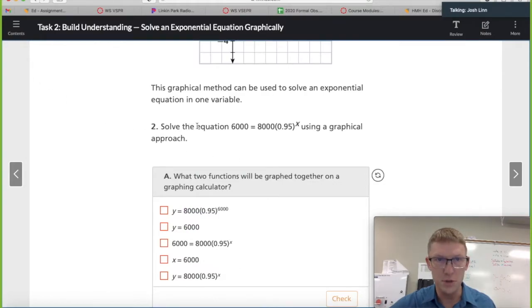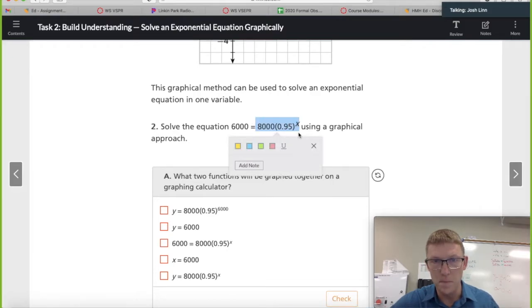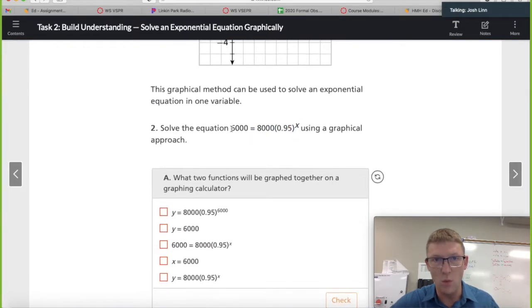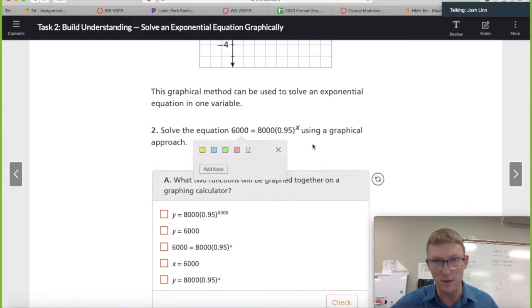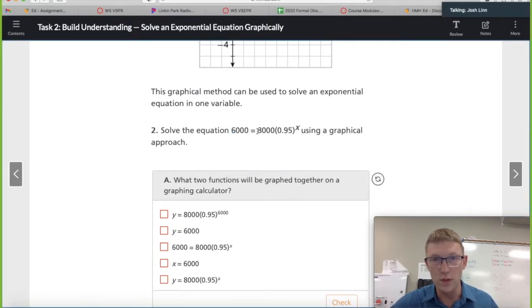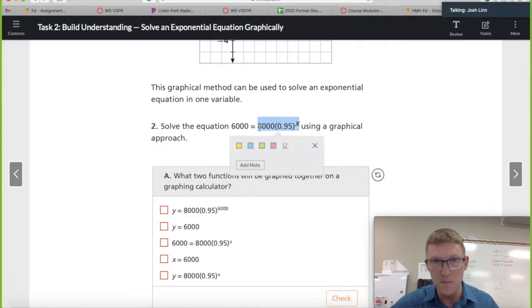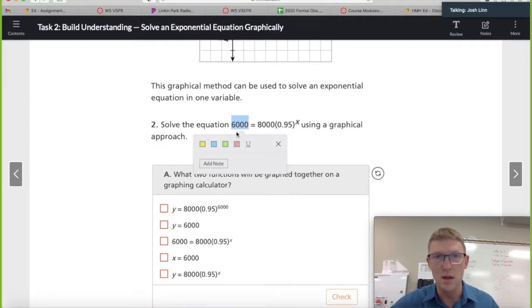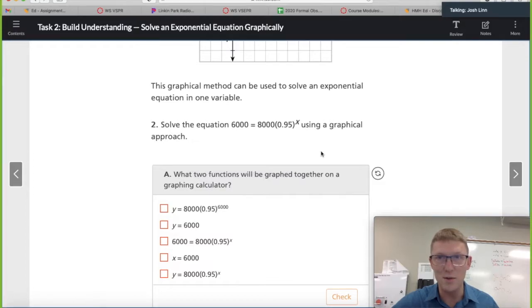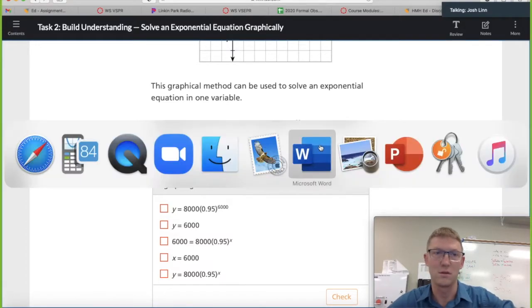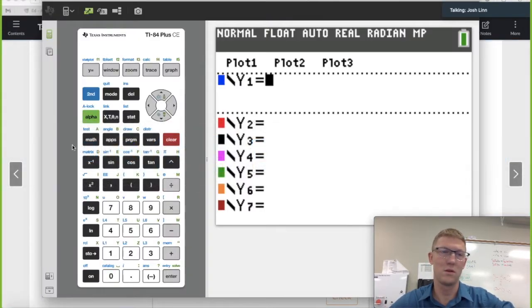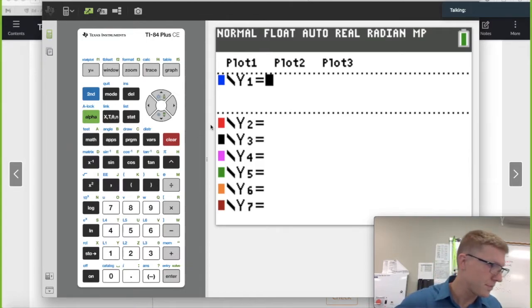So we've got solve the equation 6000 equals all of this, and let's say I have no idea how to solve that, but what this is saying is we've got an equation over here, and when does it cross the y equals 6000 line? So we're going to enter this equation in, and then enter y equals 6000 and figure out where they cross. So that's the goal.